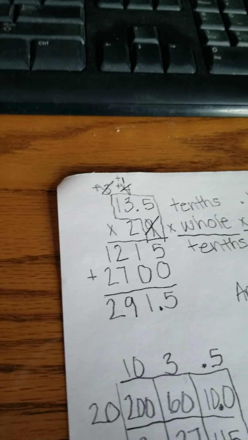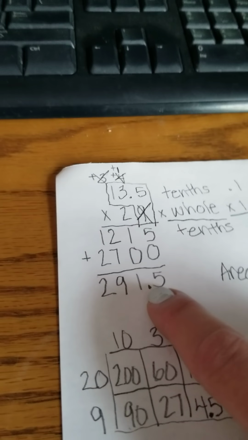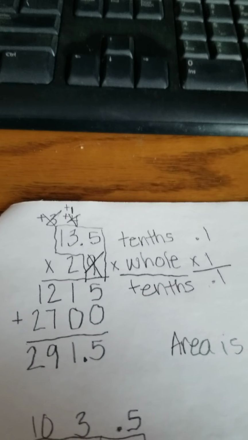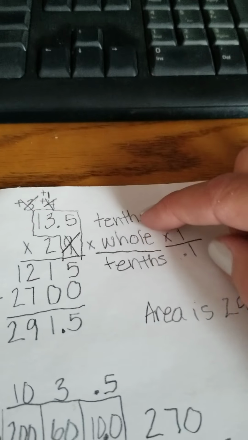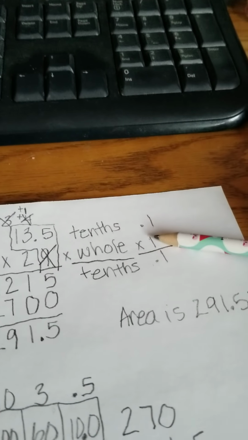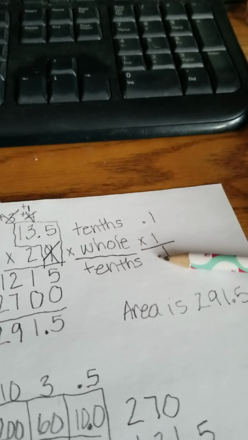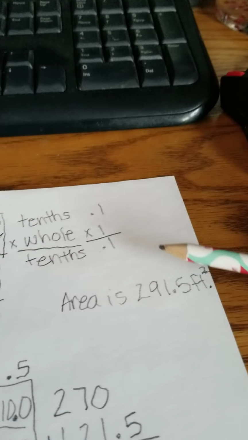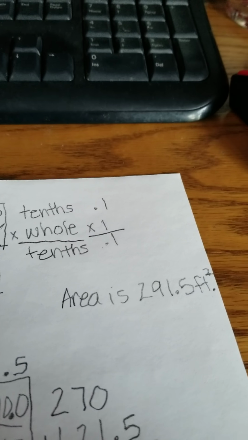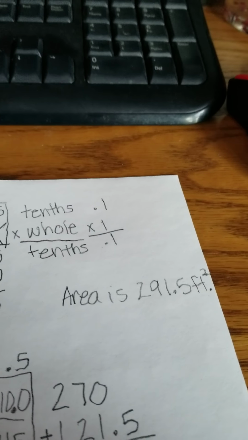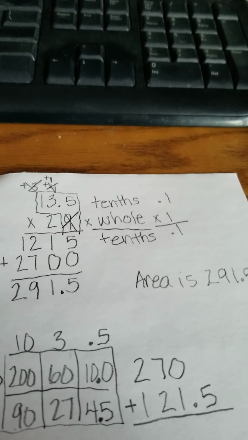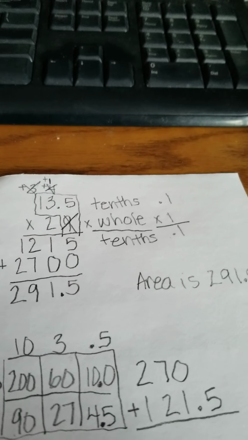Okay. At the end, I know to put the decimal point between the 1 and the 5 because I was multiplying tenths times a whole number. So when I have tenths times a whole number, my answer has to have tenths in it. So the area of the space is 291 and 5/10 feet squared. It's squared because to find the area, we multiply two numbers together.